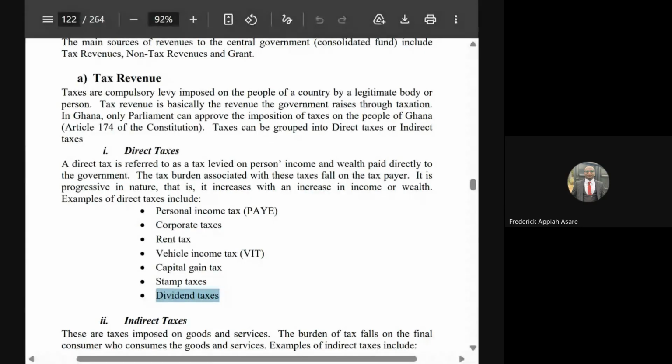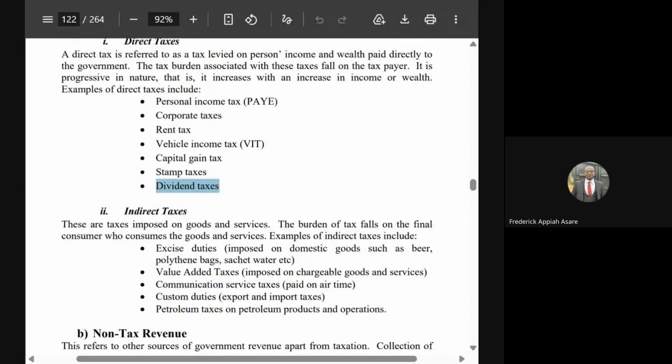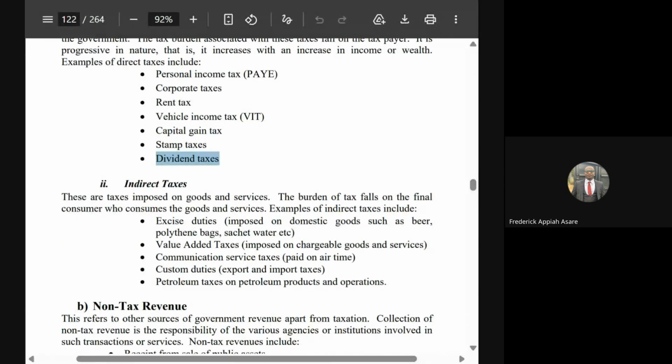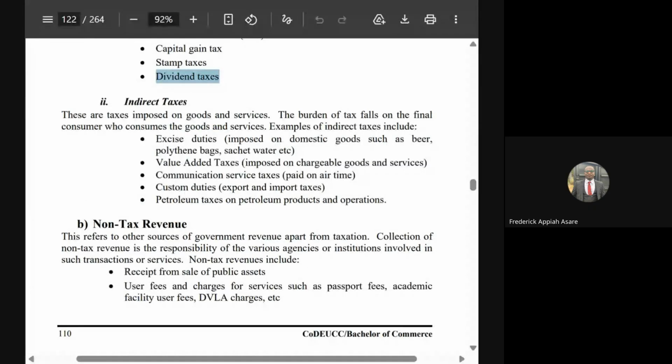So under the tax revenue, they have the direct taxes and they have indirect taxes, which include the excise duties, value-added tax, communication service tax, customs duties, and taxes on petroleum products and operations. So all these are taxes that they have. So the government revenue has the tax revenue, which has direct tax and indirect tax.